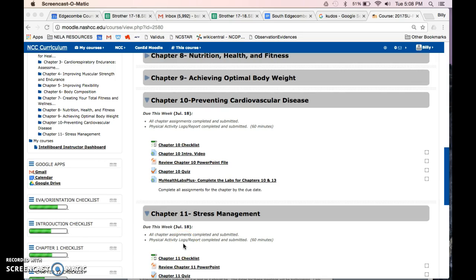At this point you should have completed all chapters through chapter 8 and 9. And for this last week of regular textbook content, we're going through chapter 10, Preventing Cardiovascular Disease, and chapter 11, Stress Management. Both of these incorporate things that we've talked about since chapter 1: taking care of not only our body, but our overall wellness.